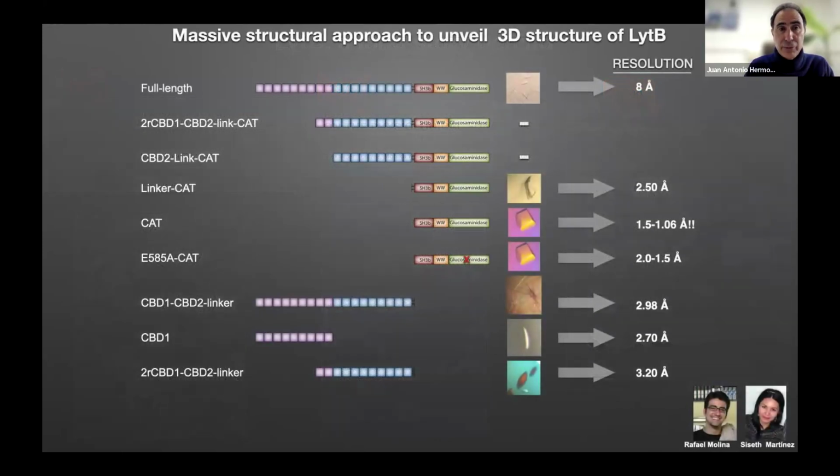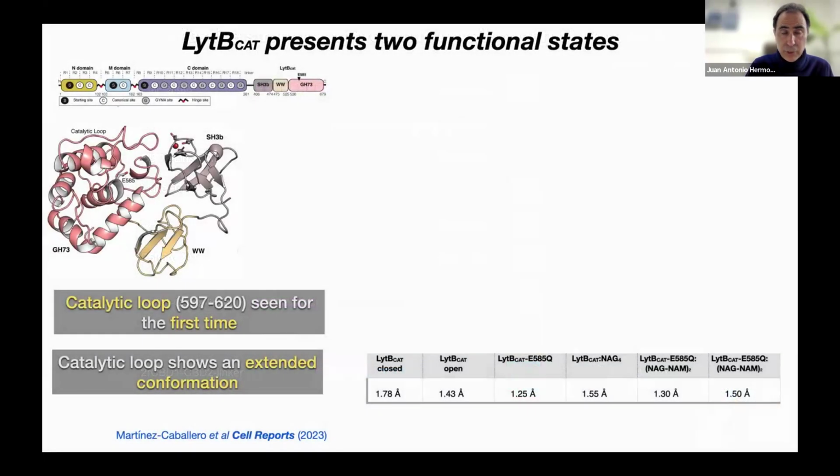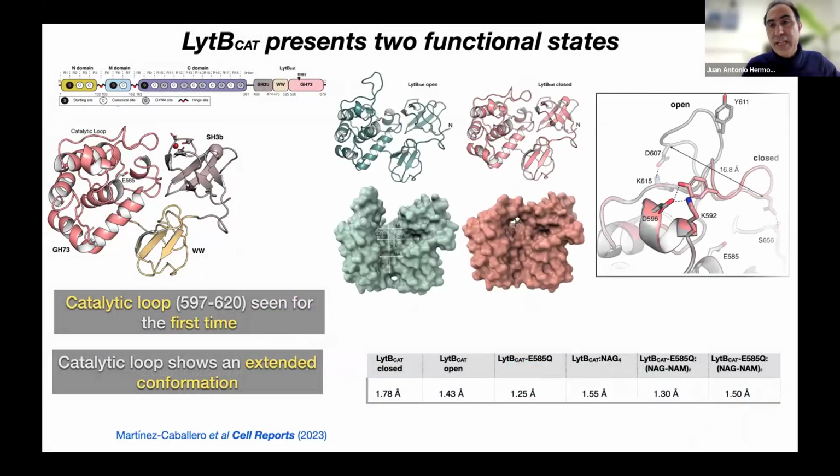So we decided to follow a massive structural approach to unveil the three-dimensional structure of LytB. We made different constructs. There was no way to get good resolution for the full-length structure, but we got very good resolution for the different fragments. We have seen that the catalytic domain presents two functional states, an open and a closed conformation.